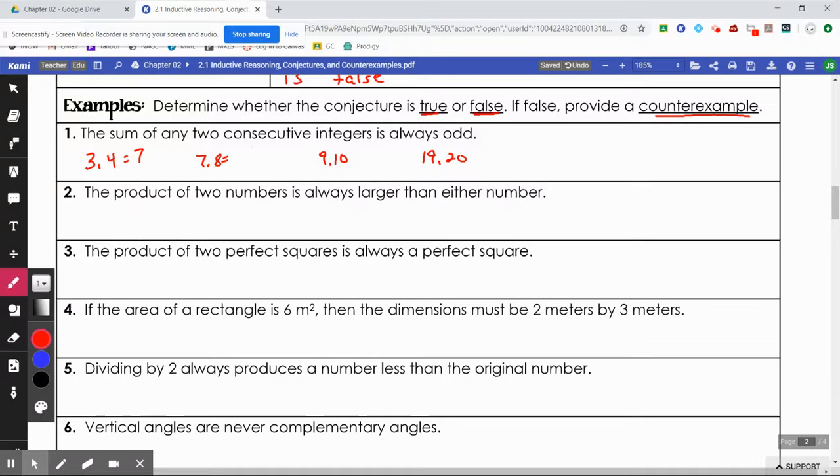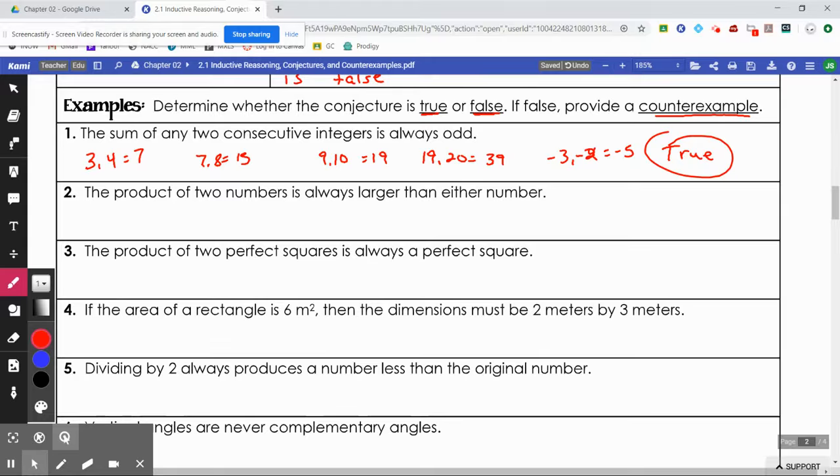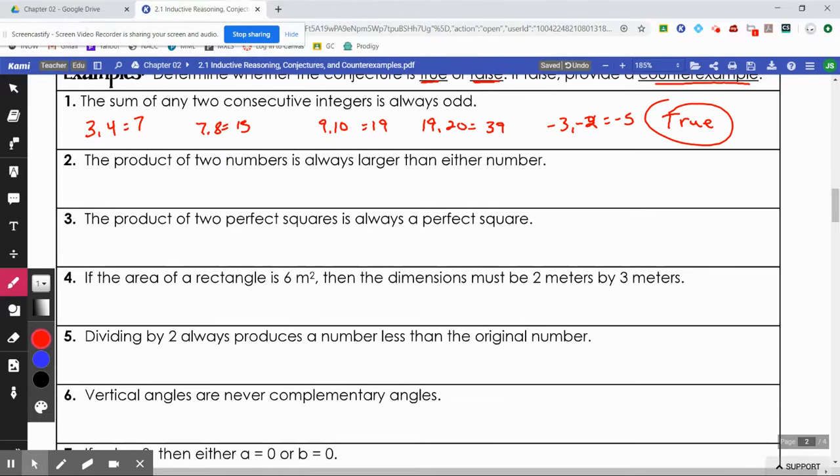3 and 4 is 7. 7 and 8 is 15. 9 and 10 is 19. 19 and 20 is 39. What about some negative numbers? Negative 3 and negative 2 actually would come after. That'd be negative 5. 0 and 1. Negative 1 and 0. Looks to be always odd. I'd say that this is a true statement, a true conjecture.